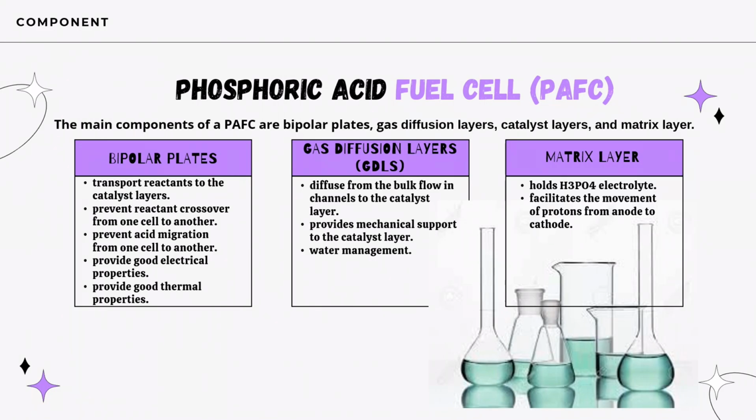Secondly, gas diffusion layers allow gas to diffuse from the bulk flow in channels to the catalyst layers, provide mechanical support to the catalyst layer, and allow for water management. Thirdly, the matrix layer holds the phosphoric acid electrolyte and therefore facilitates the movement of protons from anode to cathode.